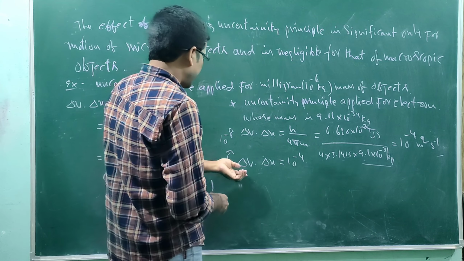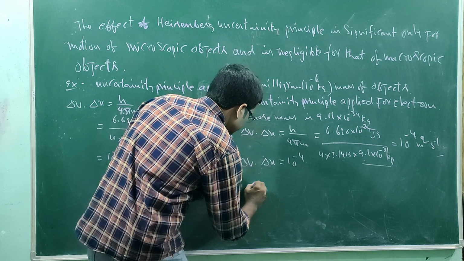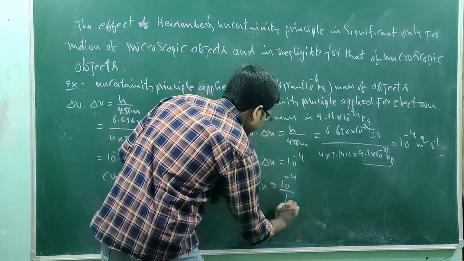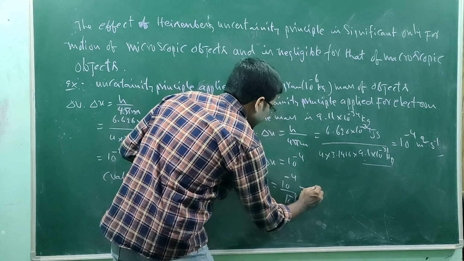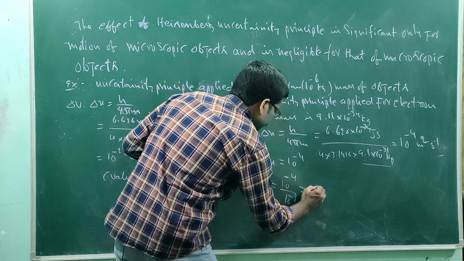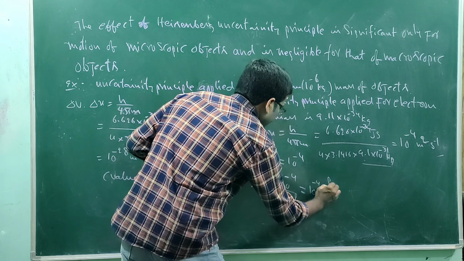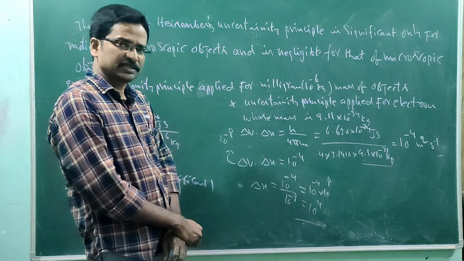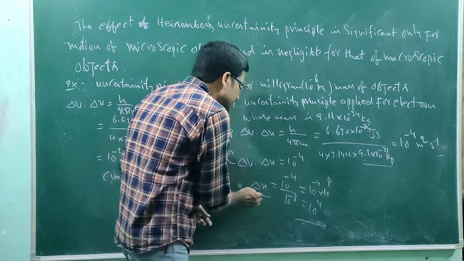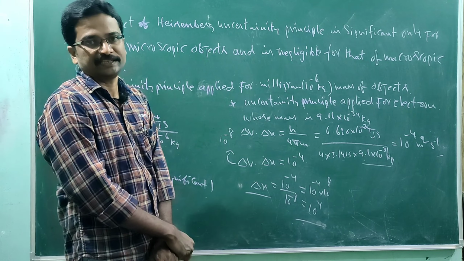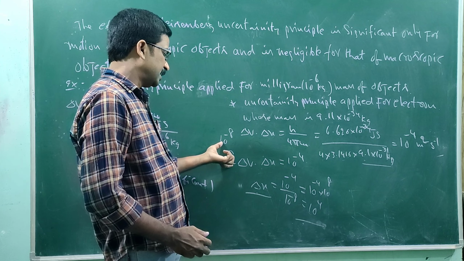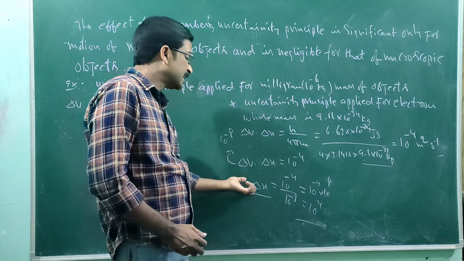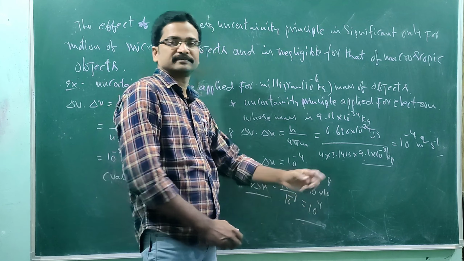Then we take it here, then what do we get? Del x is equal to this one divided by this one, by 10 to the power of minus 8. We can get minus 4 into 10 to the power of 8, which means 10 to the power of 4. What happens? Uncertainty in position changes drastically. Uncertainty in velocity is low, then uncertainty in position is very high.